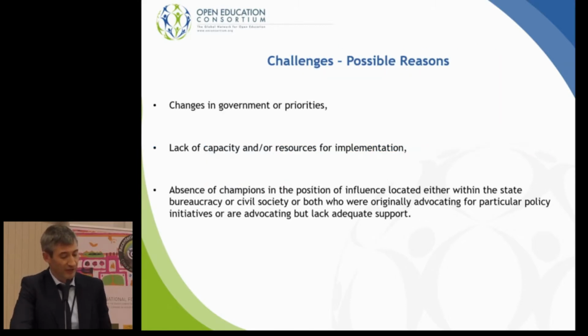So what are some of the possible reasons for these challenges? I mentioned some of these earlier. Again, changes in governments or national priorities. This is quite frequent. Or lack of capacity or resources for implementation. And also, this is quite important in my view, is the absence of champions in the position of influence who are located either within the state bureaucracy or civil society, or both, who are either originally advocating for these approaches or who are currently advocating for these approaches but lack adequate support.